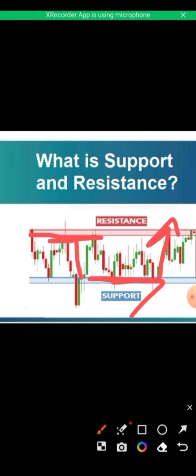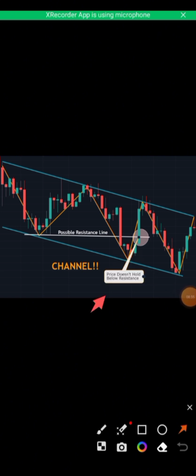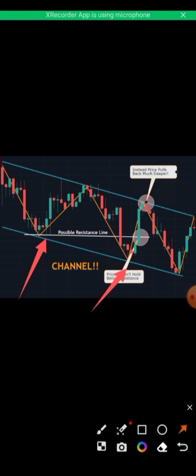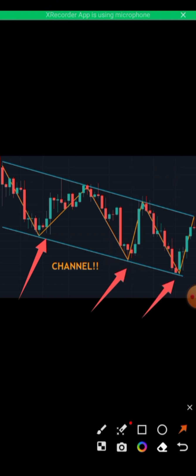You know what I'm trying to say? And for a support or a resistance zone to be valid, there must be two accurate points, or three or more, for it to be valid. You can't just see one point and say this is your support or this is your resistance. As you can see here, we have how many points? We have one, we have two, and we have three. That's what I'm trying to say.